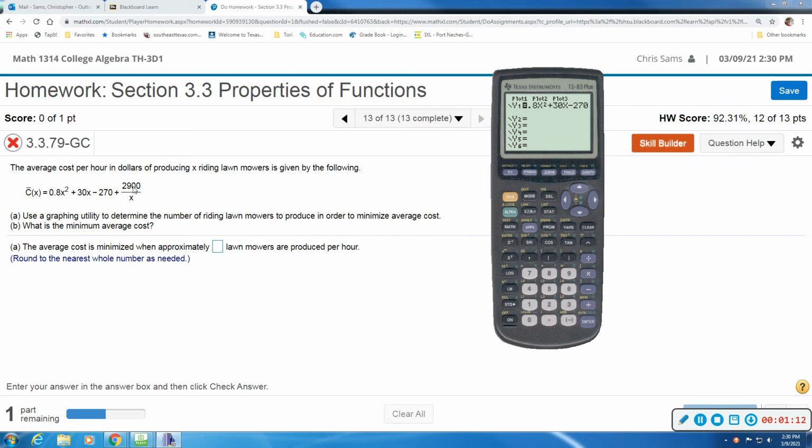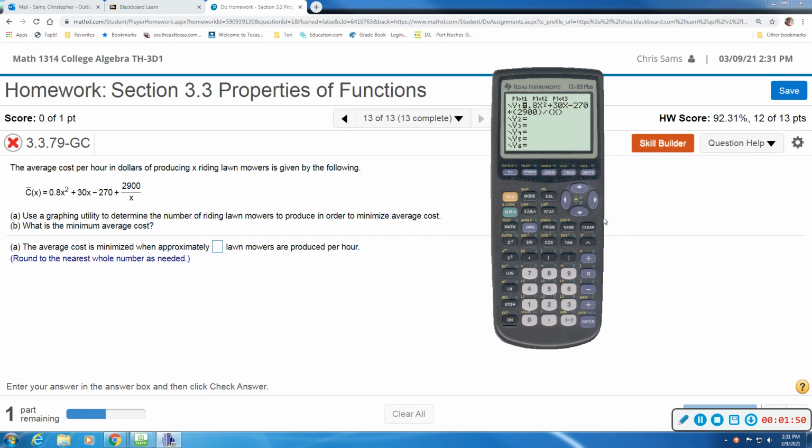And when you do a fraction, because I have the older version, I can't make a fraction like this, it's best to put your numerator in parentheses and your denominator. So now after my minus 270, I'm going to say plus, and then in parentheses I'm going to do the 2900, and then close it, so that's the end of the top, and then divide it by, and then I'm going to put the x in parentheses. It's just better and safer to do it this way so that you ensure you don't make any mistakes. So once we do this, I'm going to hit graph.